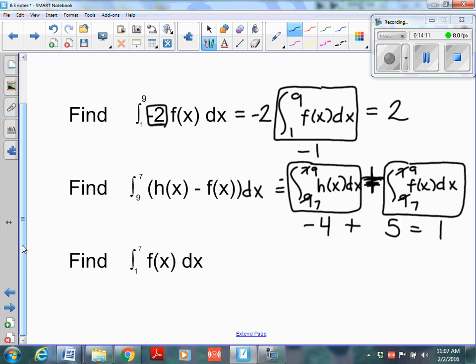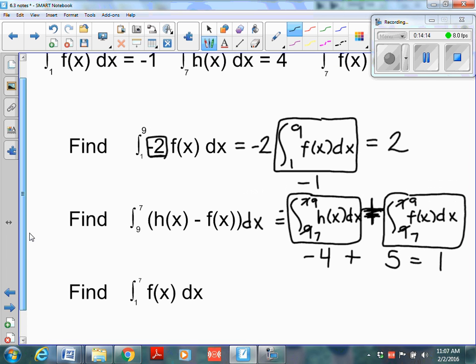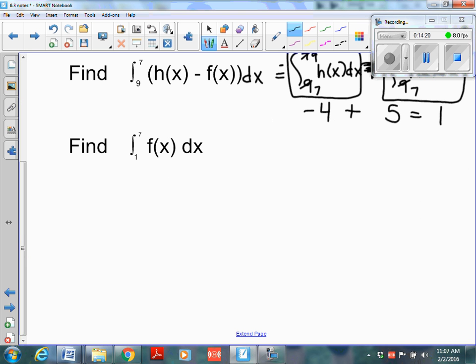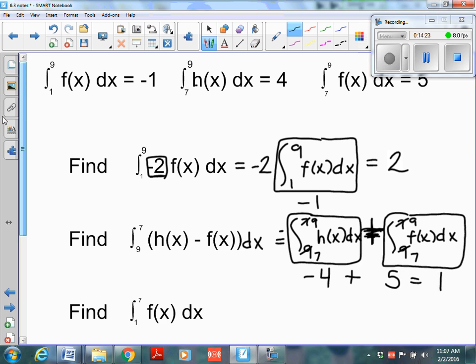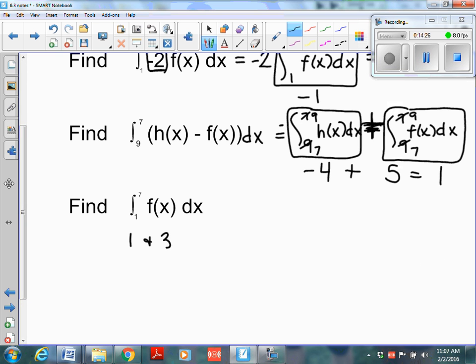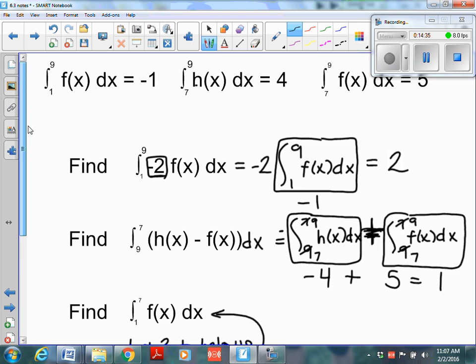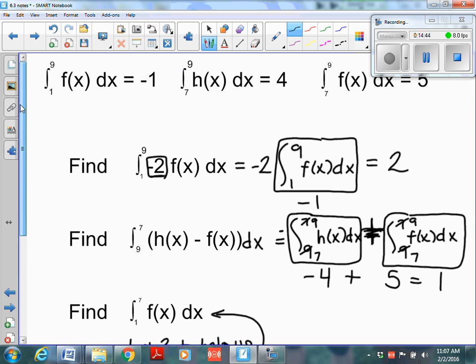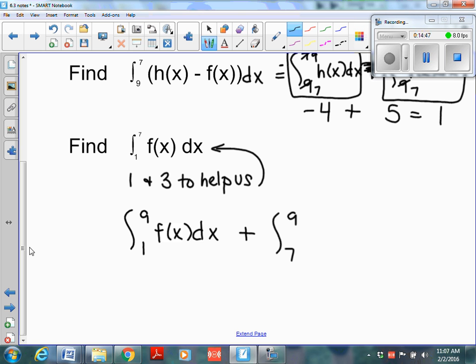Okay, the third one. Do you notice that the integral from 1 to 7 of f of x dx is not up there? Do you notice that? Really important. But what we're going to do is use the first and the third to help us get the answer to that. Okay, so I'm going to write down the first one. The first one is the integral from 1 to 9 of f of x dx plus, I'm going to write down the third one, and the third one is the integral from 7 to 9 of f of x dx. Okay, so I wrote down the first and the third.